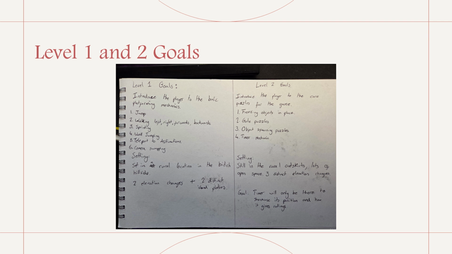The goal was to have a rural location set in the British hillside, with 2 elevation changes and 2 distinct island plateaus. Level 2 was made to introduce the player to the core puzzles of the game. Originally, I wanted to introduce freezing objects in place, opening gate puzzles, and object spawning puzzles in this level.